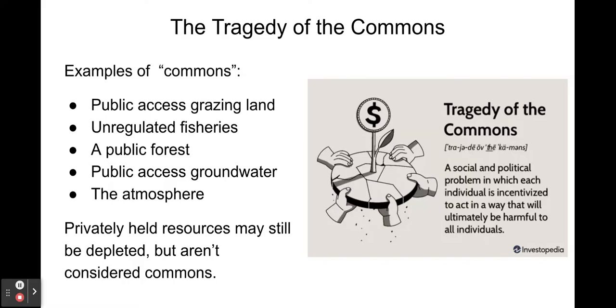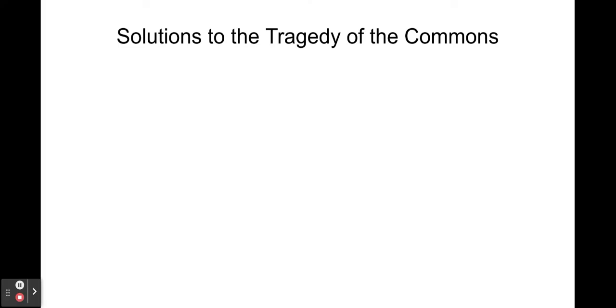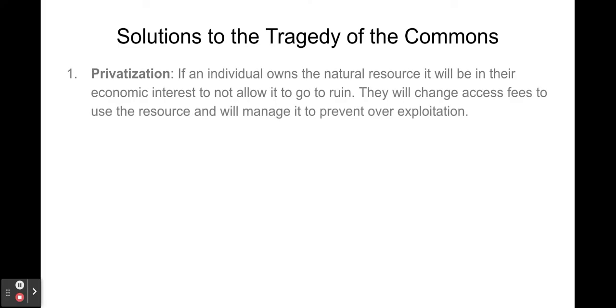We do have solutions to the tragedy of the commons. We can prevent this. We can reverse some of the damage if we haven't completely depleted a commons. The first solution is privatization. This means giving individuals ownership over smaller chunks of the resource. The theory here is that if an individual owns the natural resource, it will be in their economic interest to not allow it to go to ruin. They will charge access fees to use the resource, and they'll manage it to prevent overexploitation. If you are in charge of your own space, you are incentivized to take care of it because as the owner, you need it to stay good, to stay available, to stay productive for the foreseeable future.